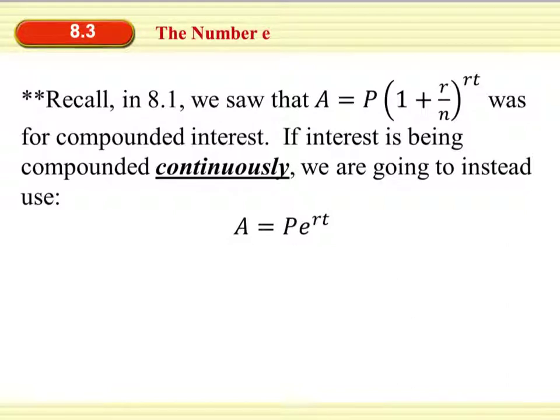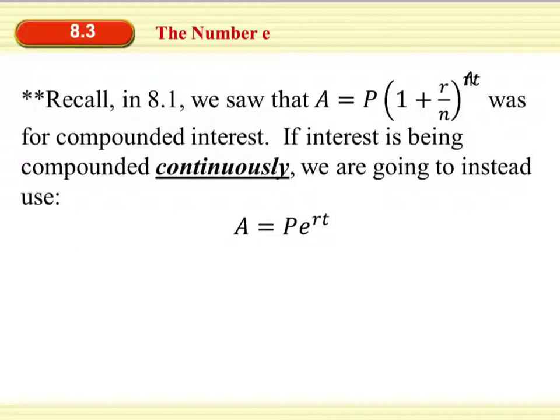Now if we think back to section 8.1, we looked at a formula that dealt with compounded interest. For compounded interest, we were given that A equals P times 1 plus r divided by n, raised to the power of n times t. Remember, r is our rate, n is our number of terms, and t is time. We use this when we're compounding interest annually, quarterly, monthly, daily, and so on.